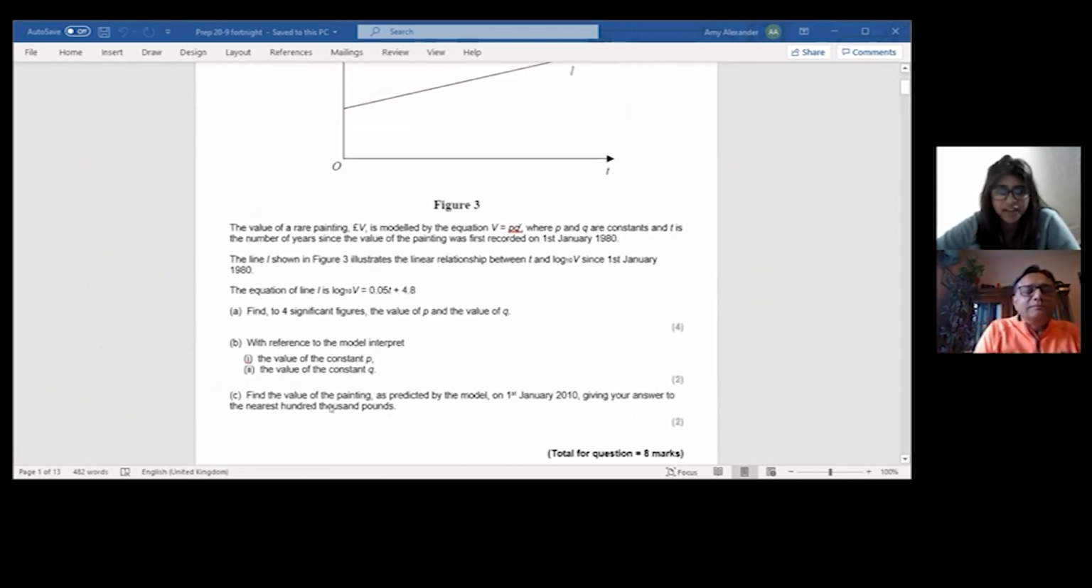Find the value of the painting as predicted by the model on the 1st of January 2010, giving your answer to the nearest £100,000. So we just need to find the number of years between that and then sub it in. Yeah.